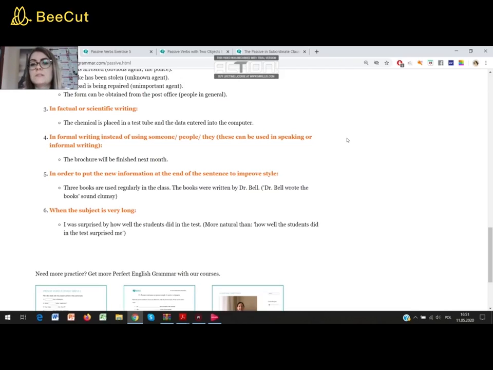This can be used in speaking or informal writing. The brochure will be finished next month. In order to put the new information at the end of the sentence to improve style, we can also use passive voice. Three books are used regularly in the class. The books were written by Dr. Bell. Or Dr. Bell wrote the book.